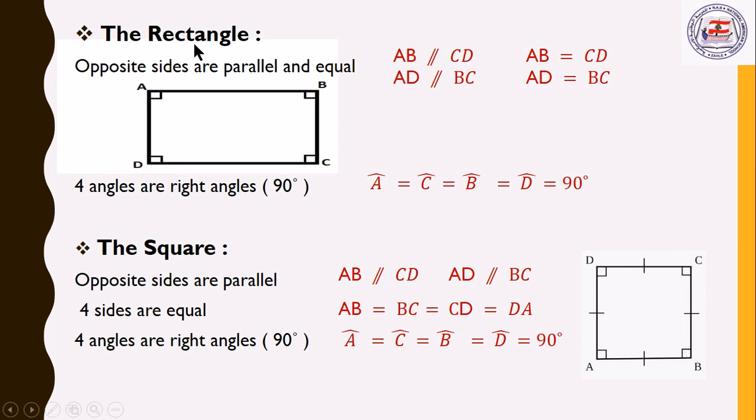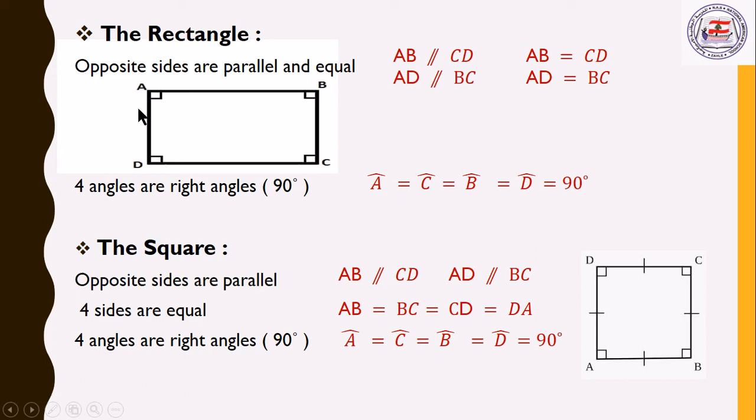The rectangle. Opposite sides are parallel and equal, like the parallelogram. But we will see the difference. These are the opposite sides. AB is parallel and equal to CD. AD is parallel and equal to BC. But the four angles are right angles here, 90 degrees. They are perpendicular. These two sides are perpendicular.